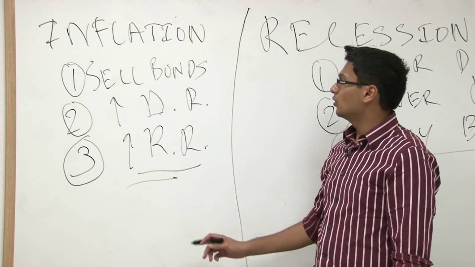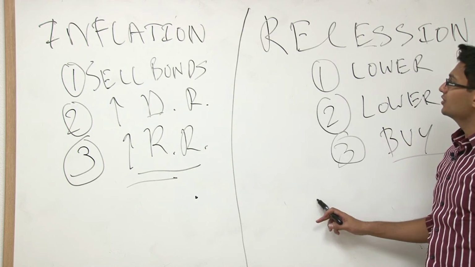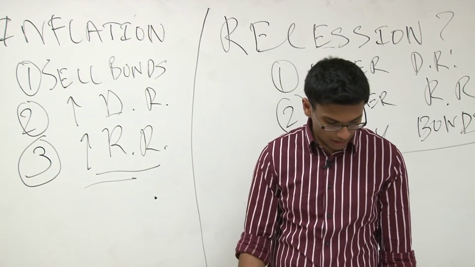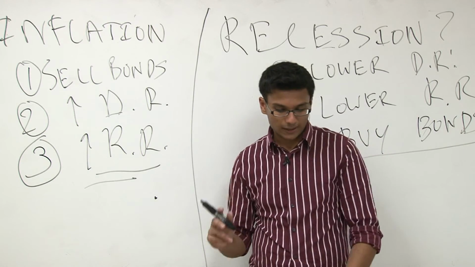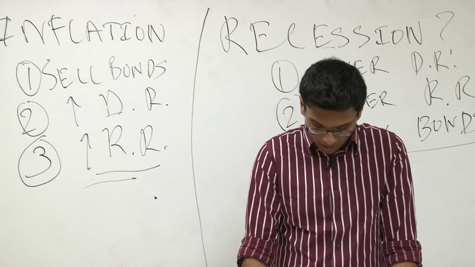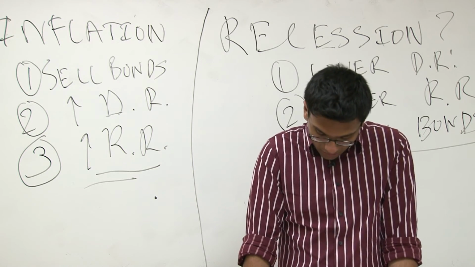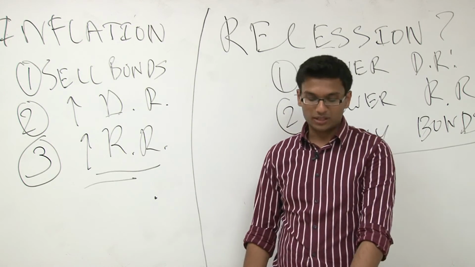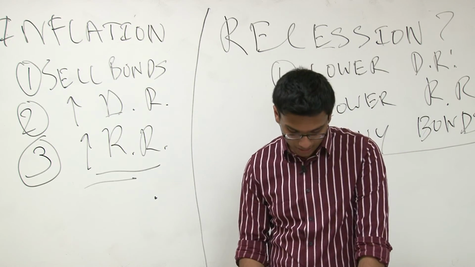So inflation and recession, this is the monetary policy overview. Pretty much that's the overview behind me. Again, I want to reiterate that there are three ways to use monetary policy. One is to change the discount rate, two is to change the reserve ratio, and three is to use open market operations, namely buying and selling bonds.